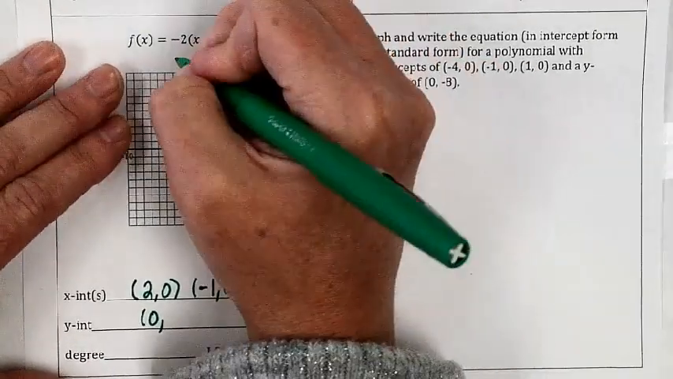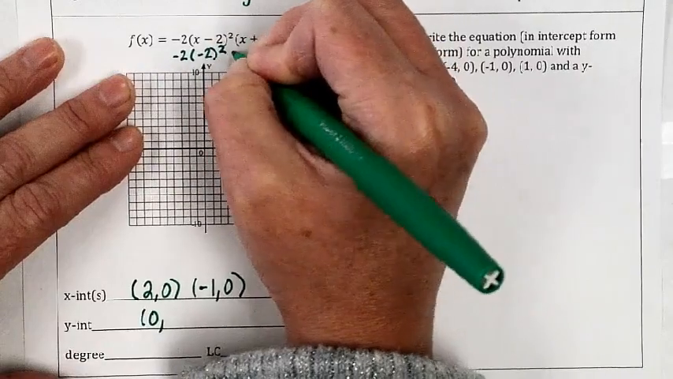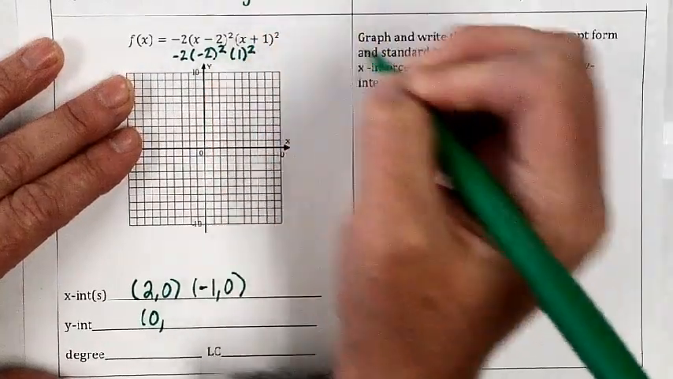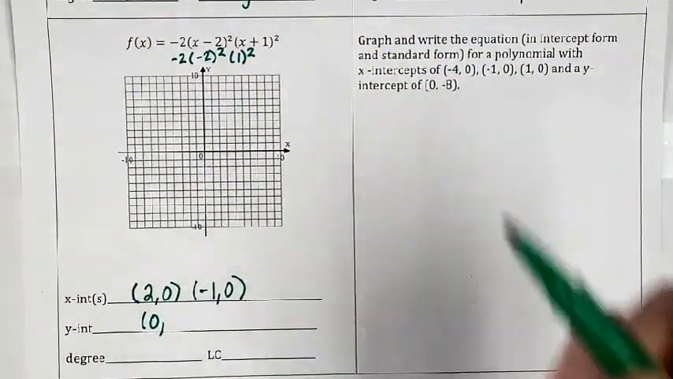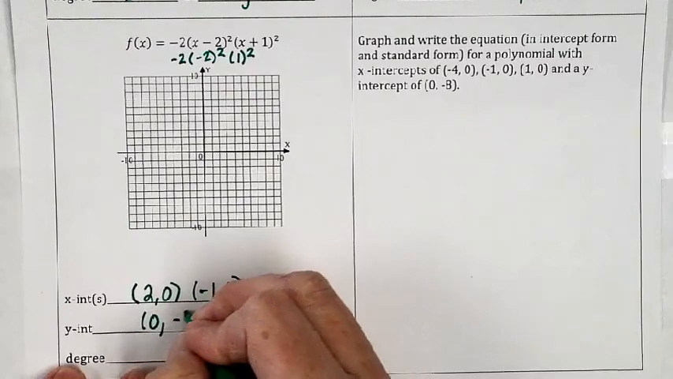Alright, y-intercept, x is 0, so let's put in 0 for x. We have negative 2 times negative 2 squared times 1 squared. Well, 1 squared is 1. Negative 2 squared is 4. 4 times negative 2 is? Negative 8.